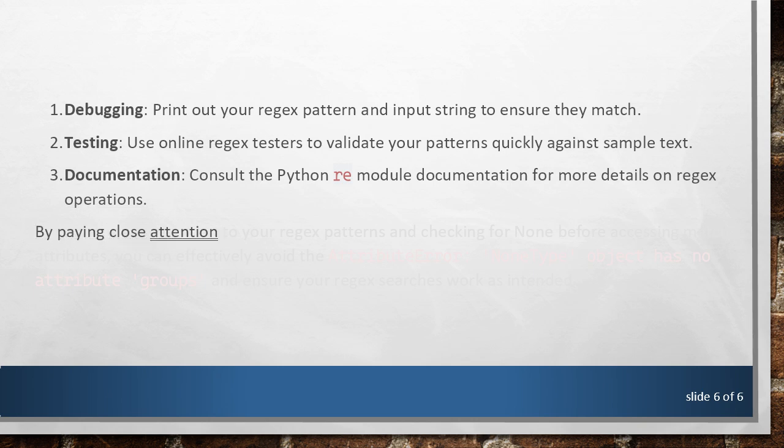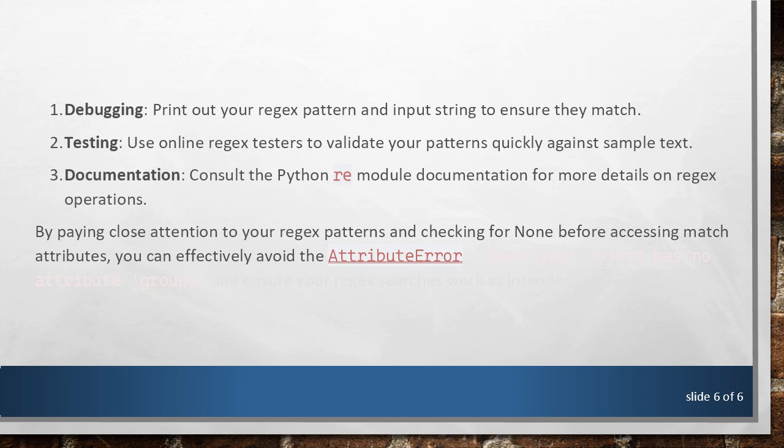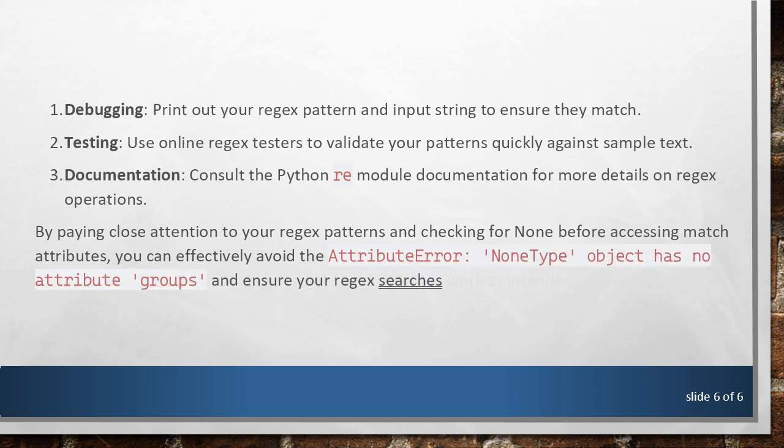By paying close attention to your regex patterns and checking for None before accessing match attributes, you can effectively avoid the attribute error, NoneType object has no attribute groups, and ensure your regex searches work as intended.